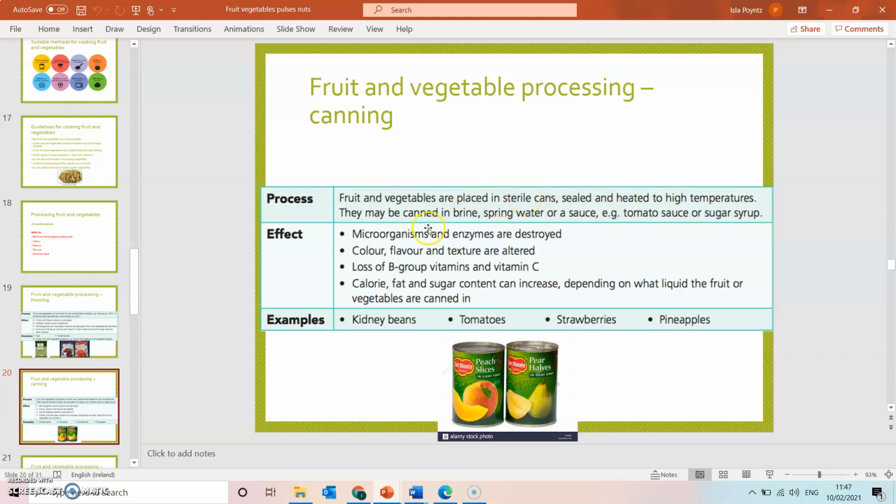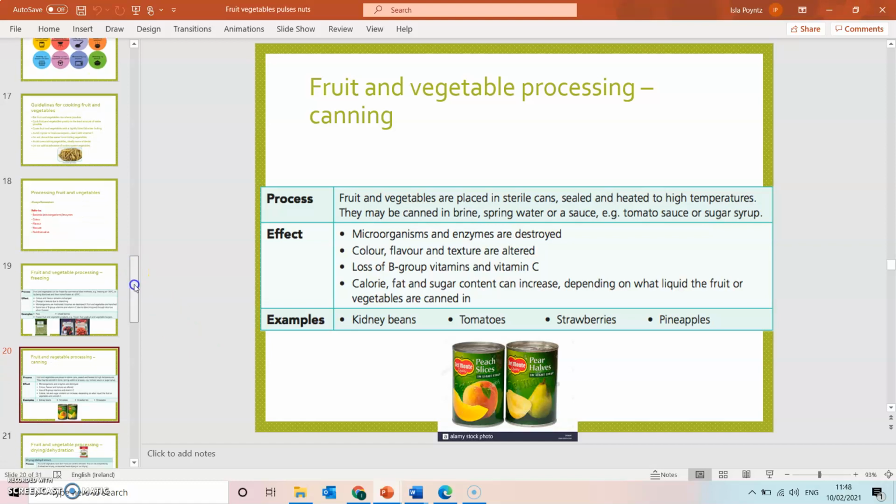Right, the effects then, you're referring to colour, flavour, texture, nutritive value. Okay, and don't forget to mention here that the calorie content changes if there is sugar used in a syrup, or if it's canned in brine, sodium content increases. Okay.